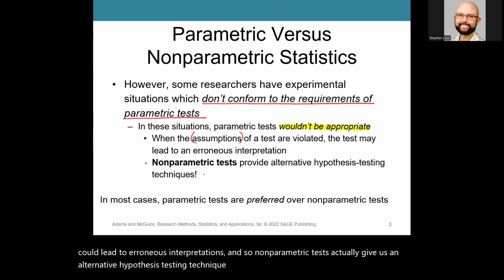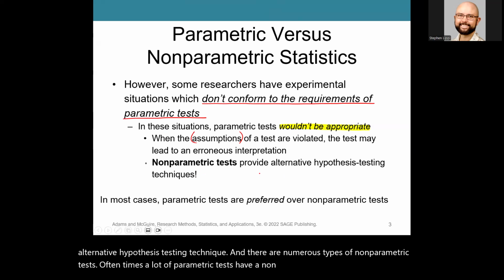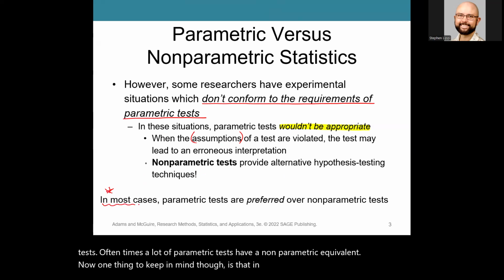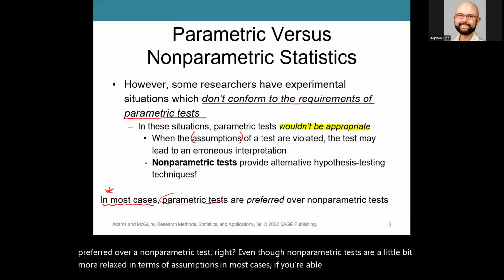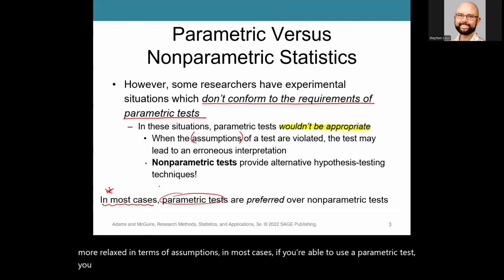There are numerous types of non-parametric tests. Oftentimes, a lot of parametric tests have a non-parametric equivalent. Now, one thing to keep in mind is that in most cases, a parametric test is going to be preferred over a non-parametric test. Even though non-parametric tests are a little bit more relaxed in terms of assumptions, in most cases, if you're able to use a parametric test, you should use the parametric test.